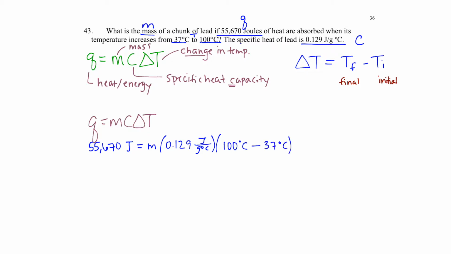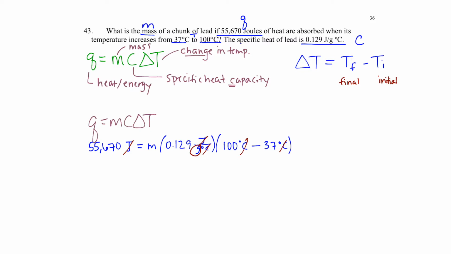Okay? So if you don't like putting the units in there, you don't have to. The reason I put them in, though, is just so you can see that they do cancel out. All right? We would see that the Celsiuses would cancel there. The joules would cancel here. The only unit that didn't cancel out was grams, which makes sense because if we're solving for a mass, grams will be our unit of choice there.